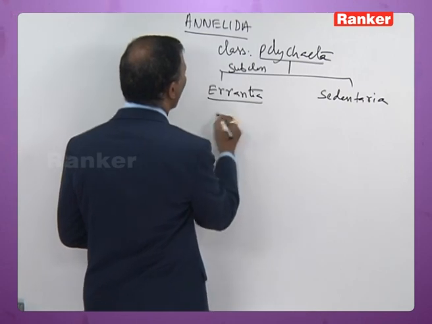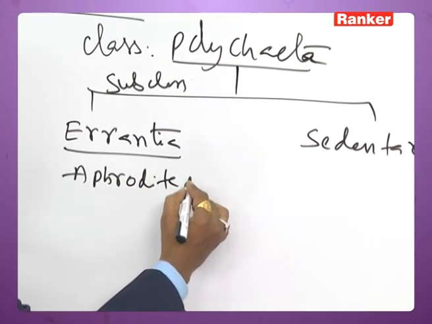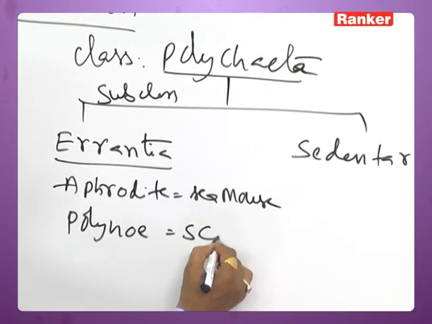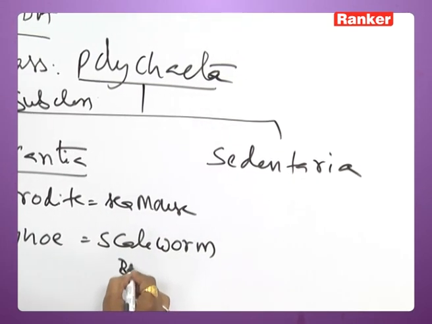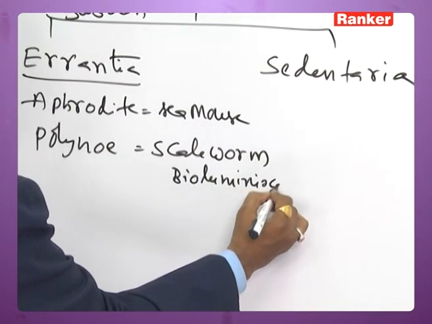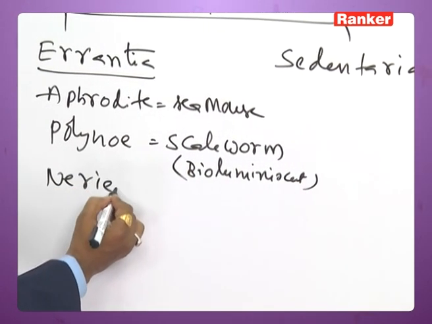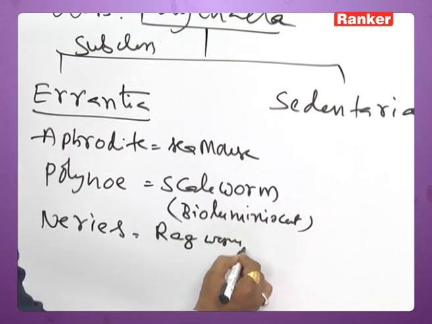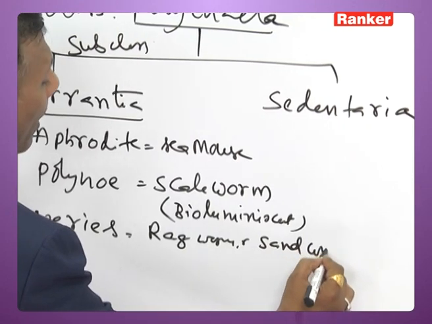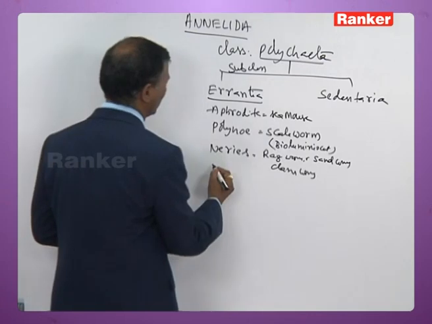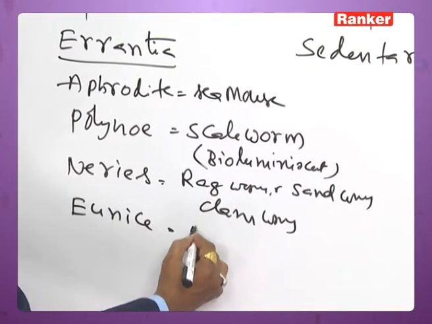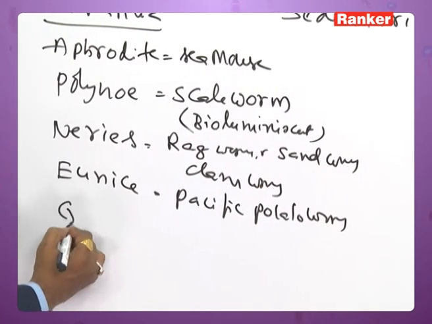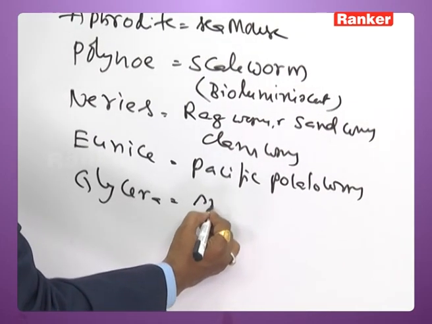The examples for Errantia are Aphrodite, commonly called sea mouse, Polynoe, commonly called scale worm, which is bioluminescent, Nereis, commonly called ragworm or sandworm or clamworm, Eunice, Pacific palolo worm, Glycera, smooth bloodworm.